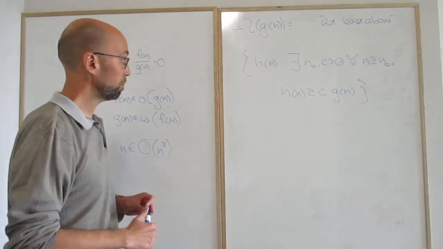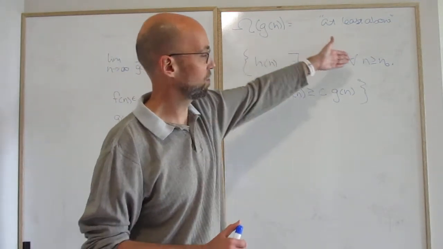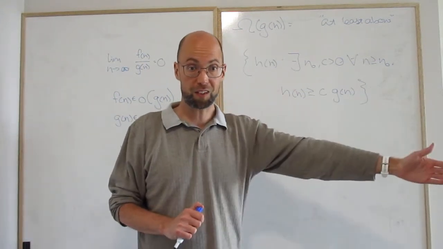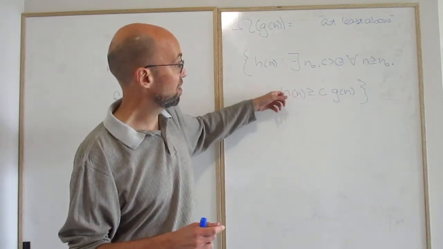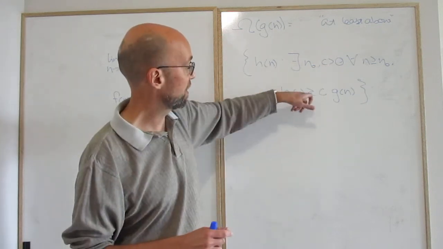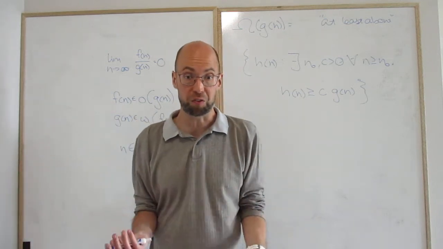So, okay, exactly the same thing. For sufficiently large n, h of n isn't too much smaller, and notice that c doesn't have to be an integer. h of n isn't too much smaller than g of n. So it's at least about.